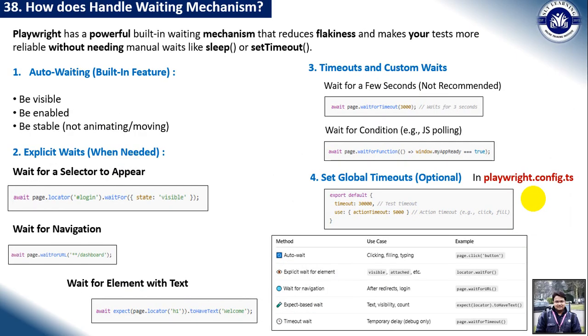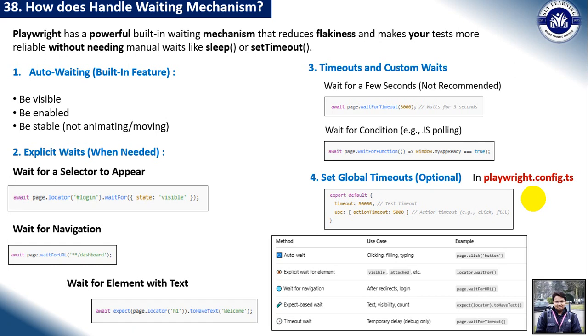How do you handle the waiting mechanism? First, we have auto-wait for a couple of actions in Playwright. This is the built-in behavior. You need not worry about a few actions, which are automatically waited for: the element to be visible, enabled and stable. These three things are auto-waited in Playwright, so you need not worry.